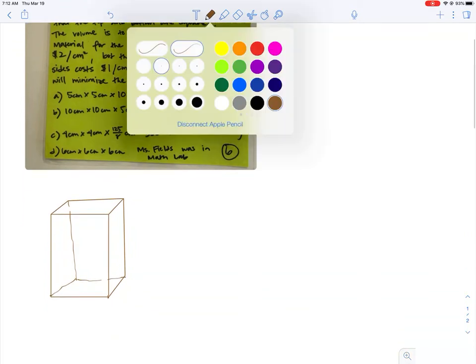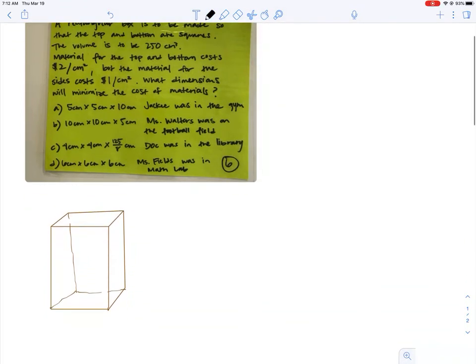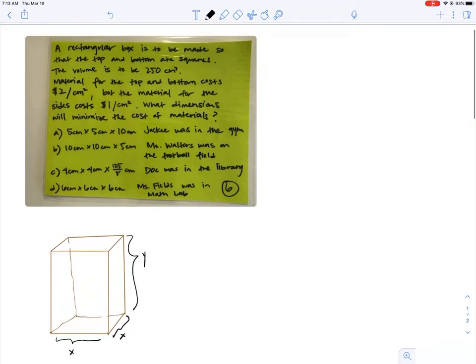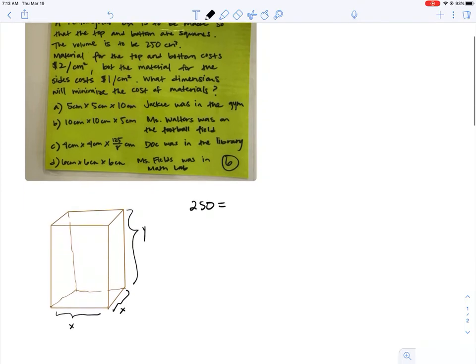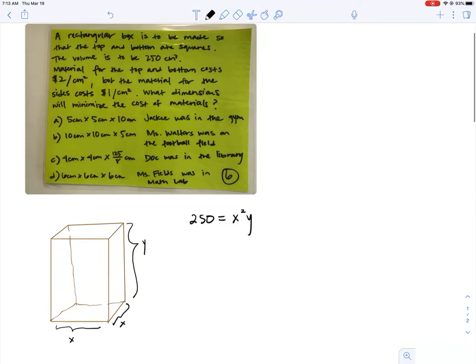Okay, so if the top and the bottom are squares, that means that the length and the width of the box are going to be the same dimension, so I'll call them X. And then I'm going to call the height of the box Y. And we know that the volume, which remember, is length times width times height for a rectangular prism, is going to be 250 cubic centimeters. And since the length is X, the width is X, and the height is Y, 250 will be equal to X squared times Y.